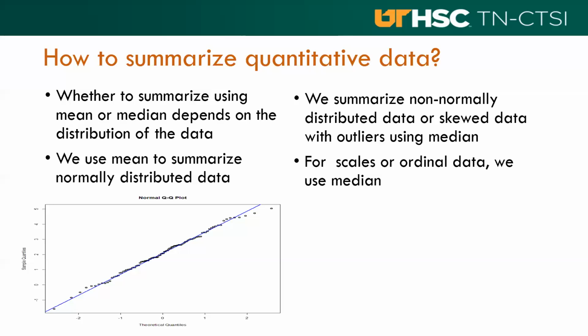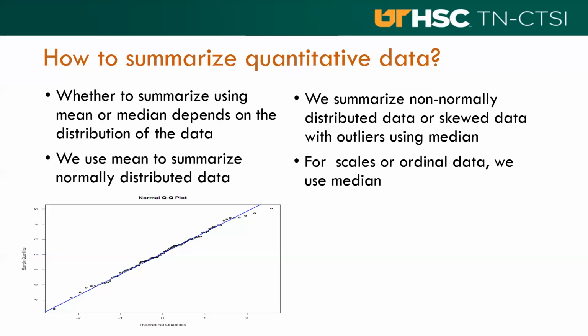So whether to summarize using mean or median depends on the distribution of the data. We use the mean to summarize normally distributed data. One way to check whether data is normally distributed is by plotting a normal quantile plot. On the x-axis, there is theoretical data that's normally distributed, and we compare our data to that theoretical data based on the measures of central density of that data. So when we compare, if the data points from the actual data lie straight on the line, like in this case, the data is said to be normally distributed.